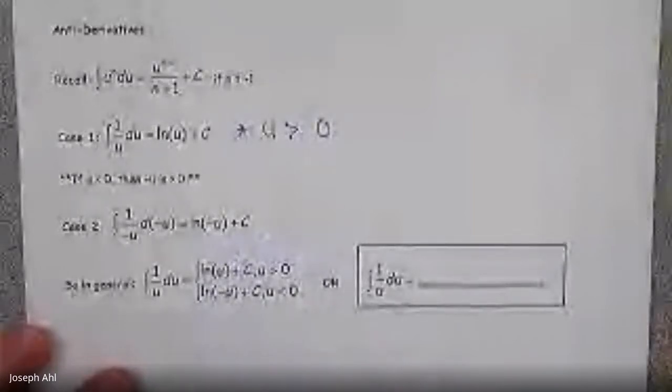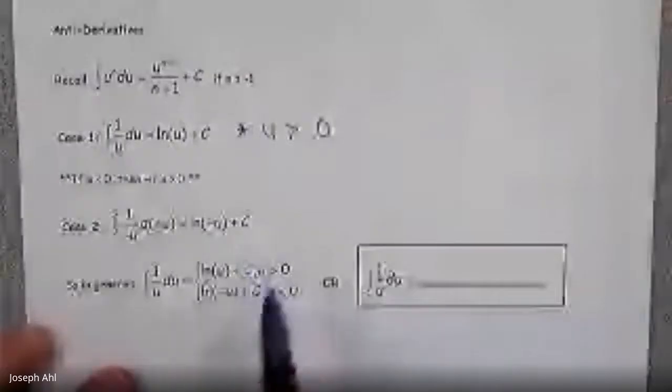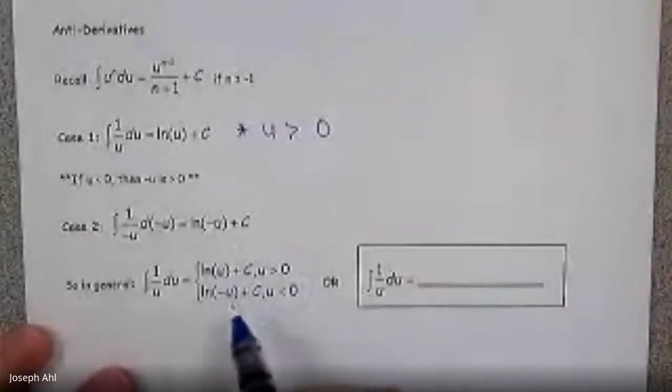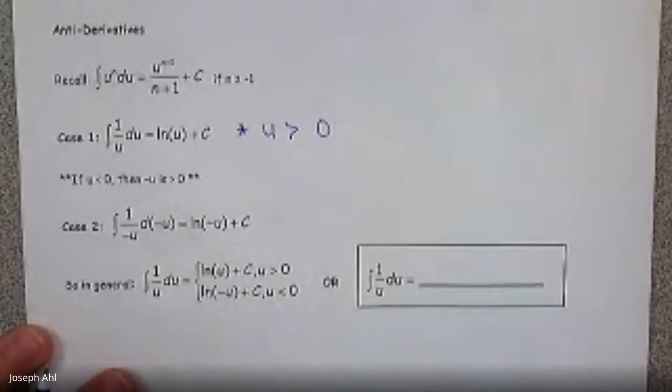So therefore, the antiderivative of 1 over u du really should be written as a piecewise: ln of u plus c as long as u is positive, but if u is negative, it's technically ln of negative u plus c. So every time I write the antiderivative of 1 over u, do I want to have to break it up into these two cases? No. So how do we fix that?